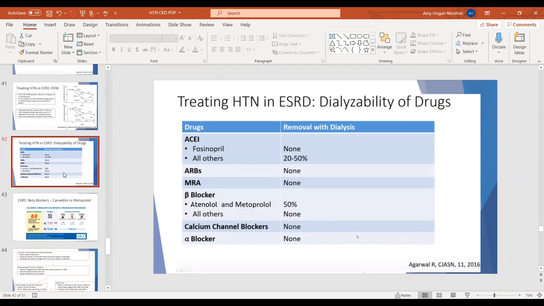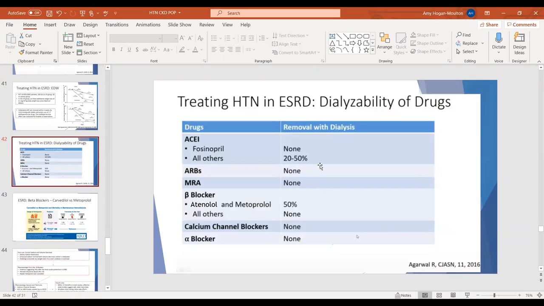This is kind of important about the dialyzability of drugs and dialysis. I said that poorly, I apologize. But the thing that's important is the following. The ARBs really aren't removed with dialysis. So losartan, olmesartan, and benazepril, they don't tend to get out. The mineralocorticoid antagonists, the aldactones, the eplerenones, if they can afford it, they're not really dialyzed out.